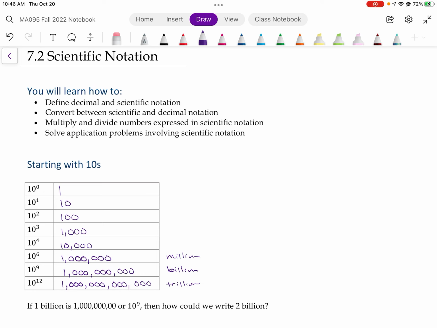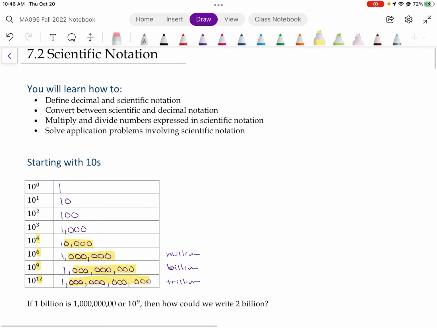So take a little moment here to look at the relationship between the exponent and the number of zeros. Exponent, number of zeros. It's the same. Okay, so when you're working with tens, powers of 10, the exponent is the number of zeros after the 1.